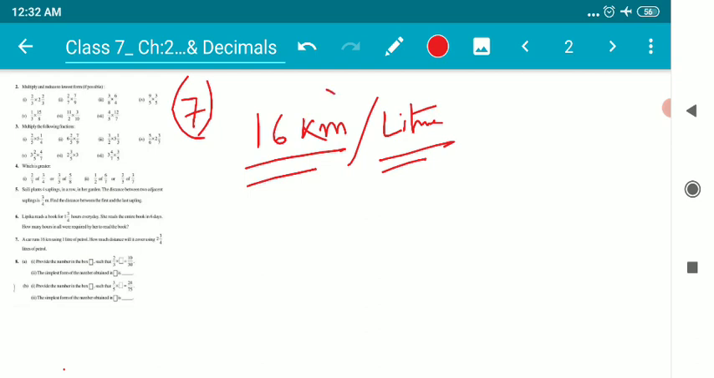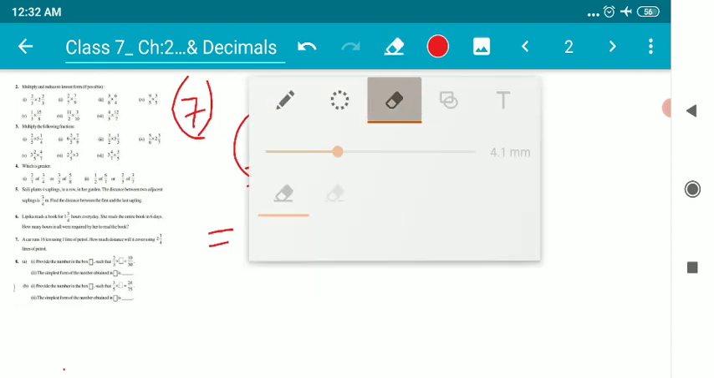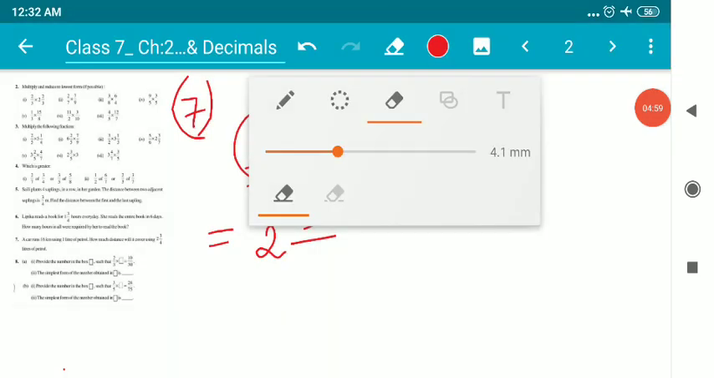In 1 liter, children, 16 kilometer it runs. So how much kilometer will it cover in 2 3/4 liters of petrol? Of course, by simply reading the question, you can understand that we need to multiply 2 3/4. Just a minute, children.